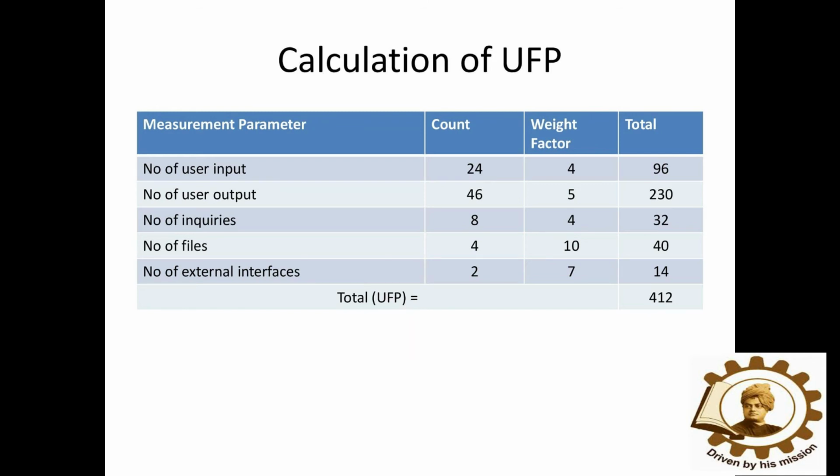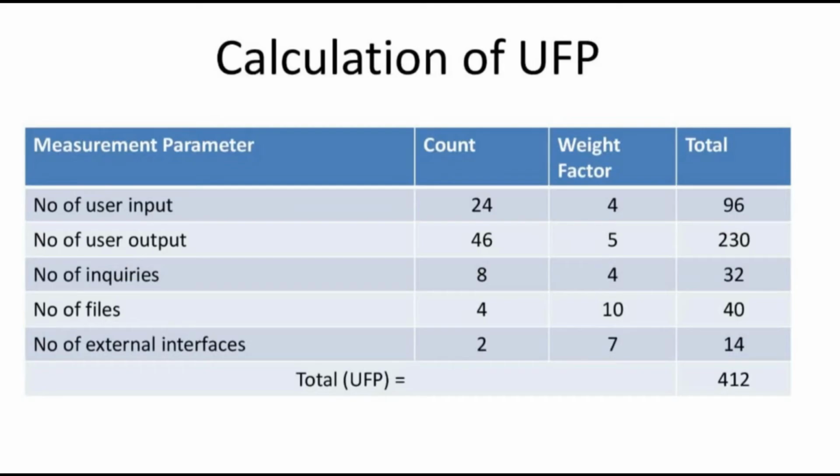Before solving FP, we have to calculate UFP. To calculate UFP, we need a table with measuring parameters, count, weighted factor and total. In measuring parameter, we input the functional unit. In count, we input the given value from the question. In weight factor, we input the average value from the weighting factor table. Now multiply count and weight factor and write it in the total column. Summation of total is called UFP. Here the UFP is 412.